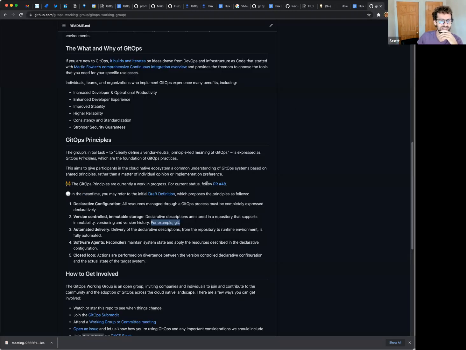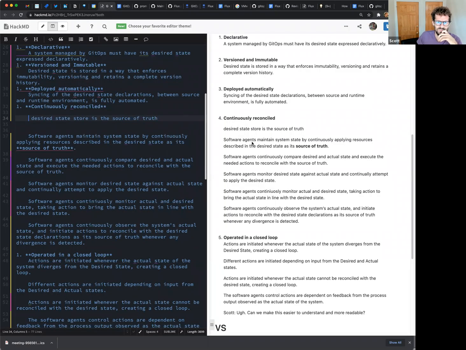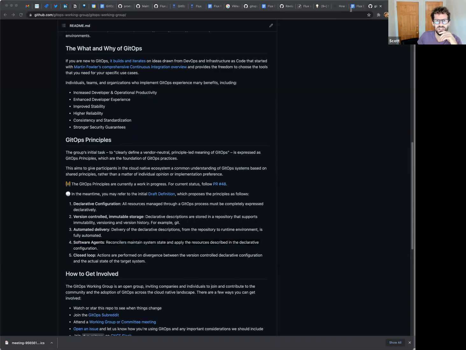What's interesting is that in the old version 4, it really just said software agents, which just describes the fact that there are agents running in the runtime environment, period. Basically it said what the agents do. It's just saying that they're reconcilers, right?